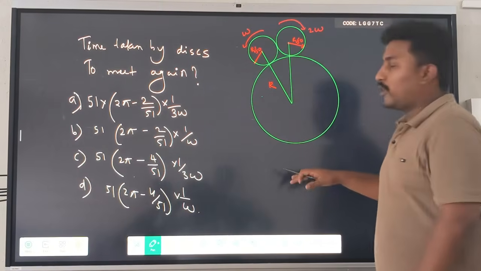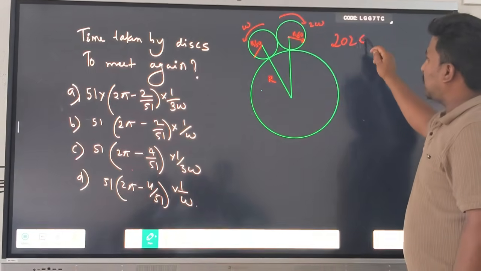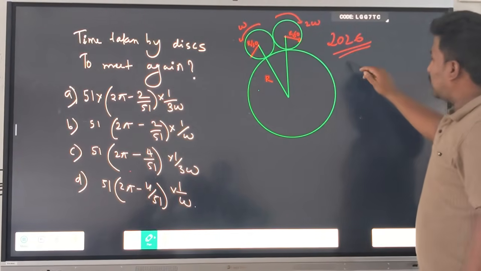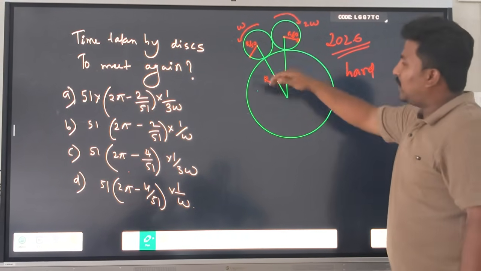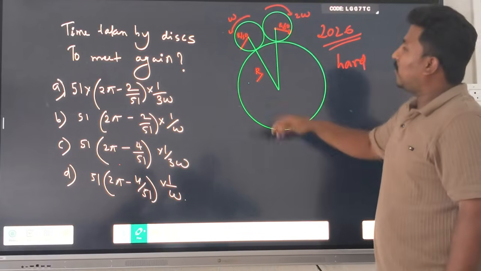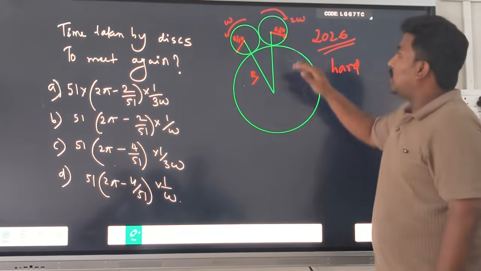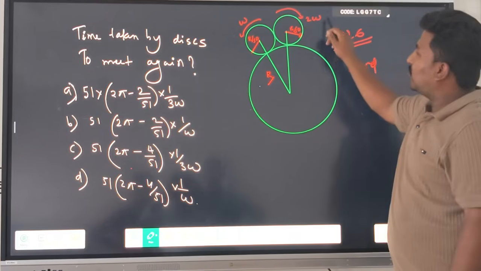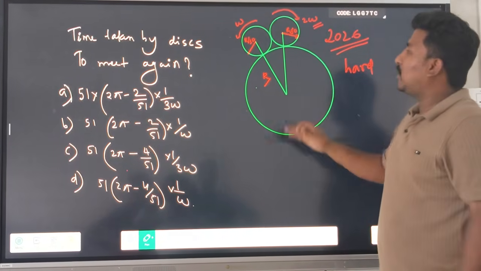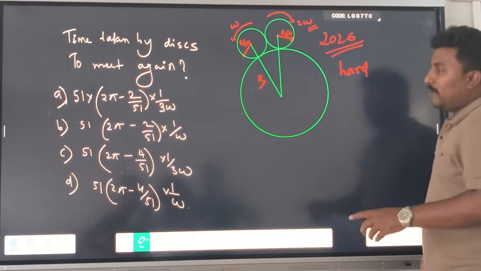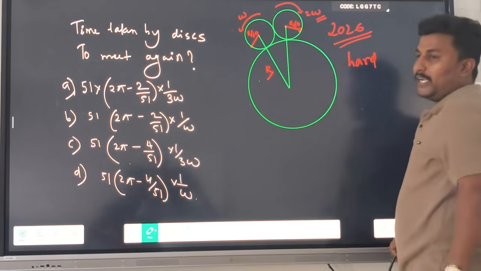So this question is from Rotational Dynamics 2026, JEE 2026, memory based question, and I keep this question in hard category. So what this question says, we have a big disk of radius r and there are two small disks, each of radius r by 50, and this is rotating in this direction with 2 omega and this disk is rotating in the opposite direction with omega. So we have been asked how much time these two disks will take to meet again.